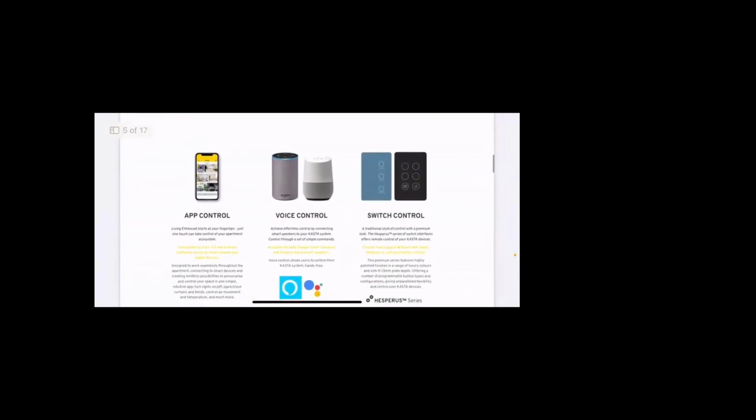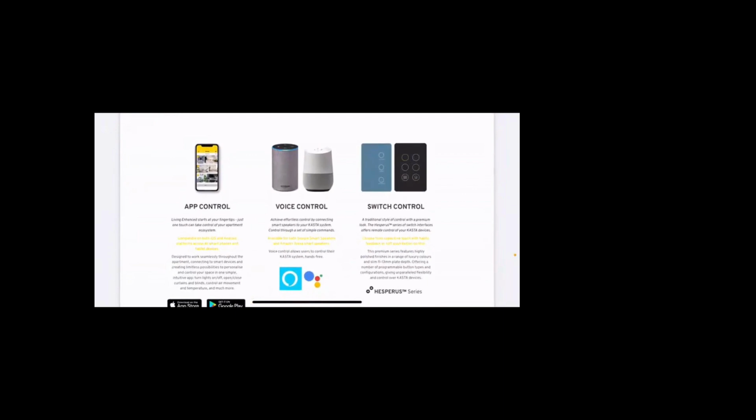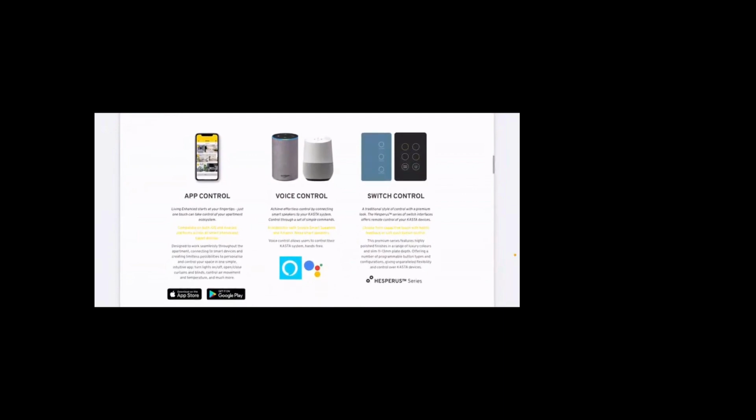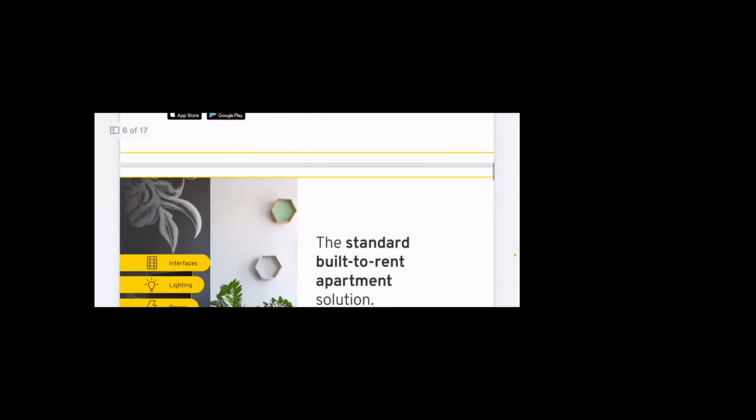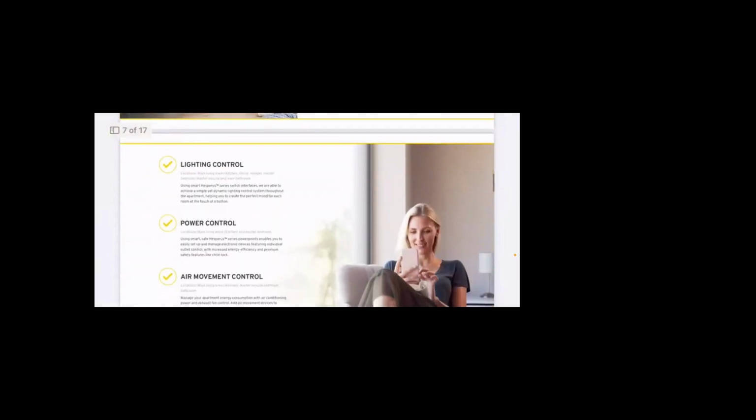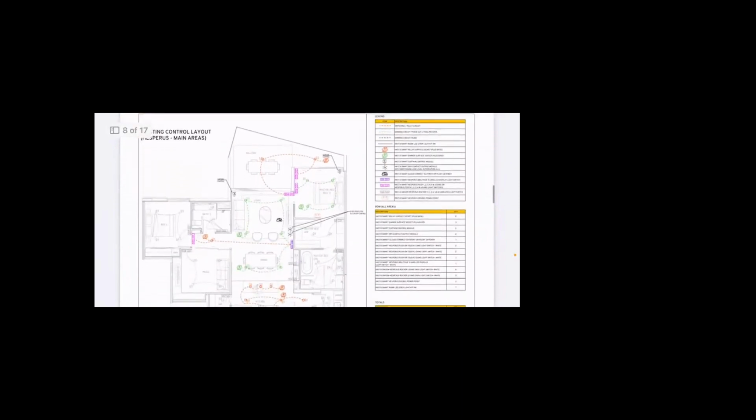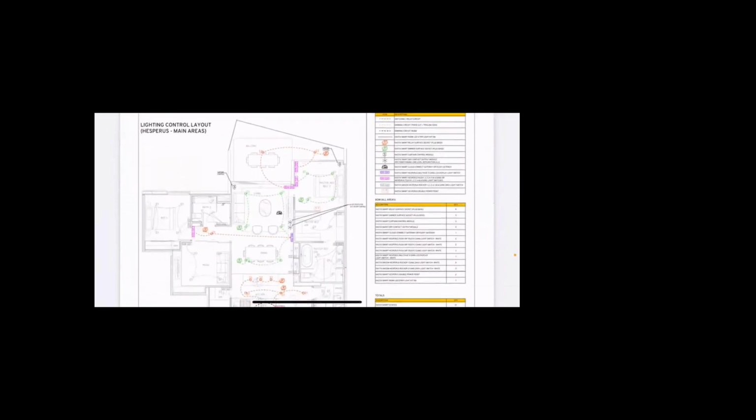Of course, all of our KASTA devices can be controlled via our free KASTA app or via voice control with Amazon Alexa or Google Home, as well as any of our switch interfaces, including Hesperus Touch, Hesperus Push, and Multiview. As we scroll through, there's some more explanation of the different types of control, and then we arrive at this floor plan of a typical layout for a 2-bedroom apartment.